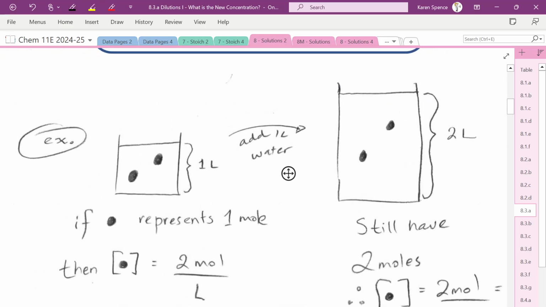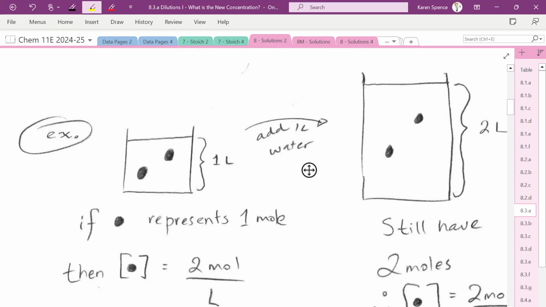If we look in our little container here, we have 1 liter and it contains 2 moles. Each of these little dots represents a mole. So the concentration of the dots is 2 moles in 1 liter, which is 2 moles per liter. Now, if we add 1 liter of water, the number of moles stays the same.